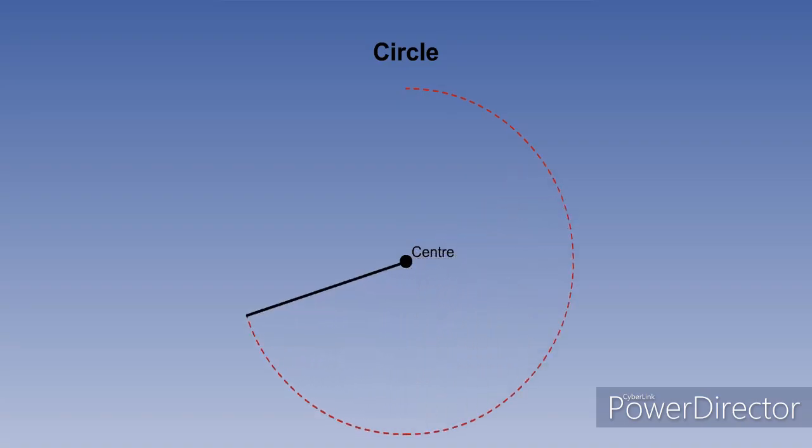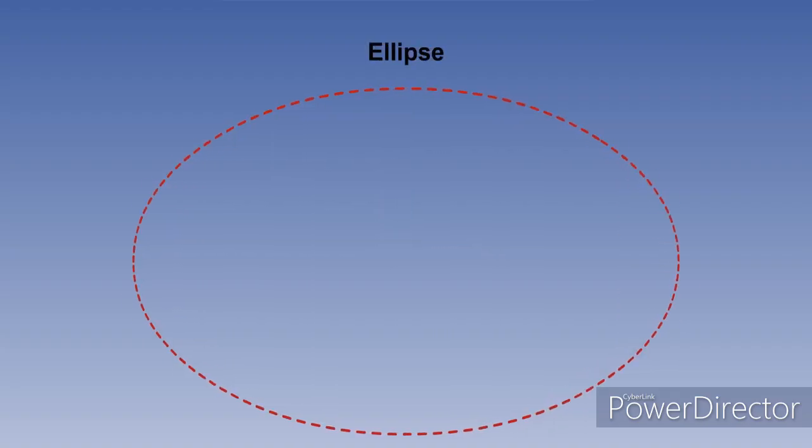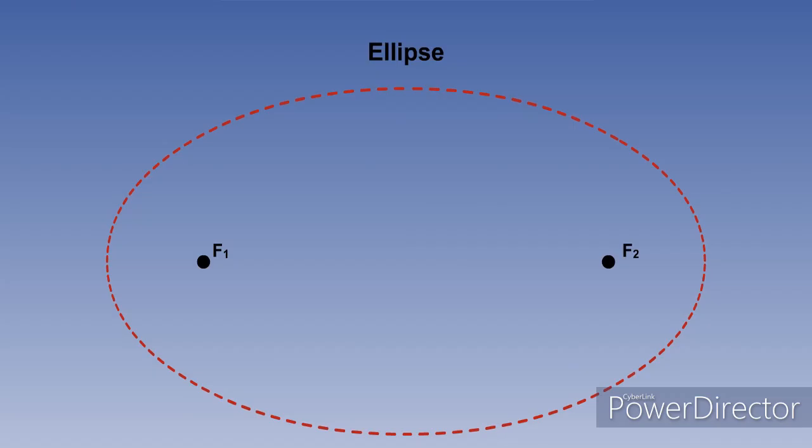We'll begin with a circle. We define a circle by starting with the center, then producing a radius of a constant length, and then we rotate the radius through a revolution. With an ellipse, we have 2 starting points, not 1. These are called foci, which we'll label F1 and F2.